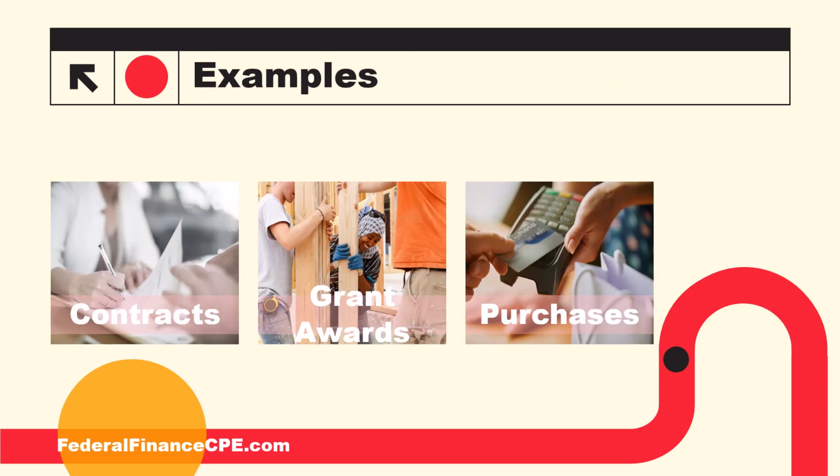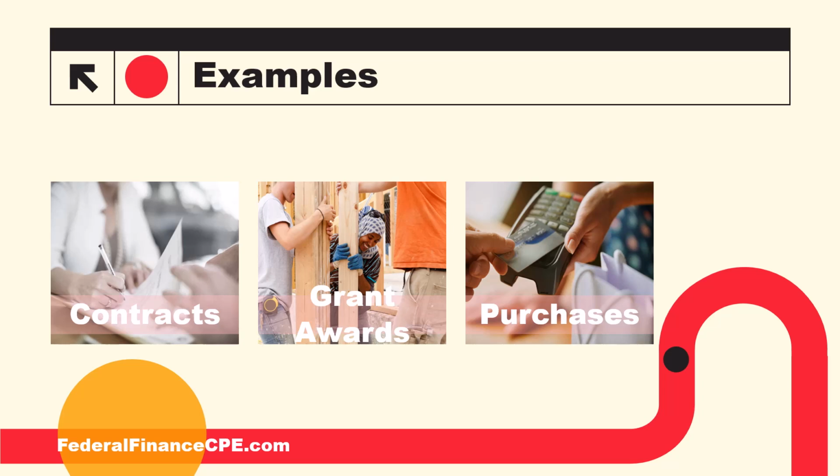Let's look at 3 common types of obligations you'll see in federal accounting. These examples will help make the concept even more clear. First, we have contracts. This is probably the most straightforward type of obligation. When your agency signs a contract, maybe for IT services or building maintenance, you make a legal promise to pay for those services. When the contract is signed, you've created an obligation, even though the work hasn't started and no money has changed hands yet.